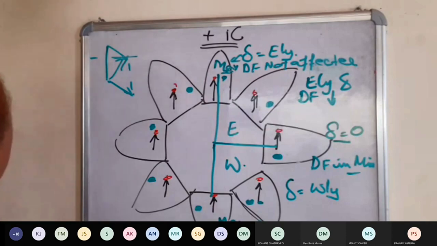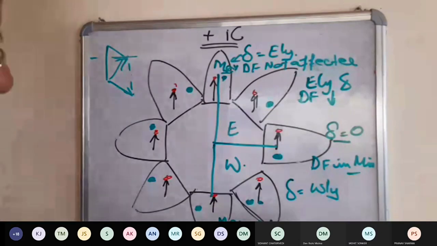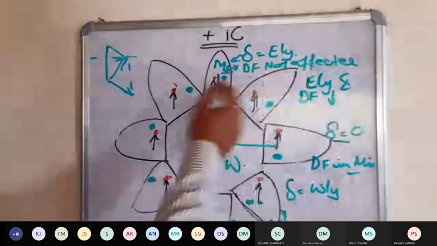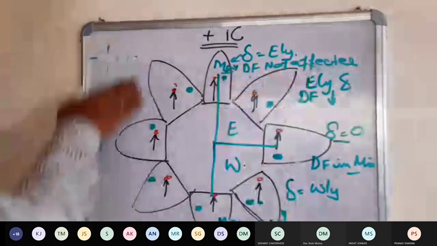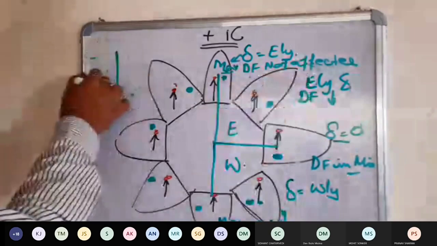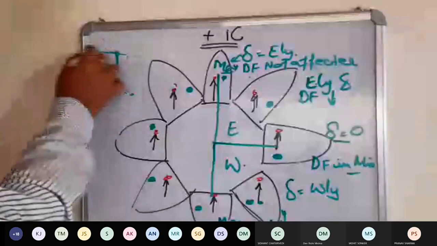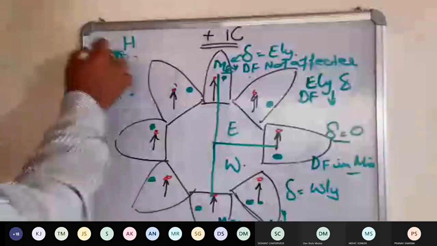Correct or not? Yes, sir. Maximum deviation, which is westerly deviation, DF is also not affected. In the same way, it is here because here it is acting like this. So deviation is westerly, but it will remain same. H ke barabar hoga DF.